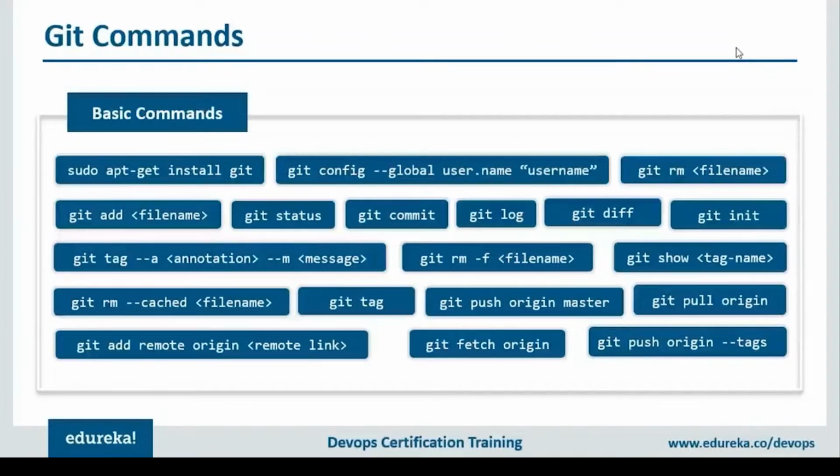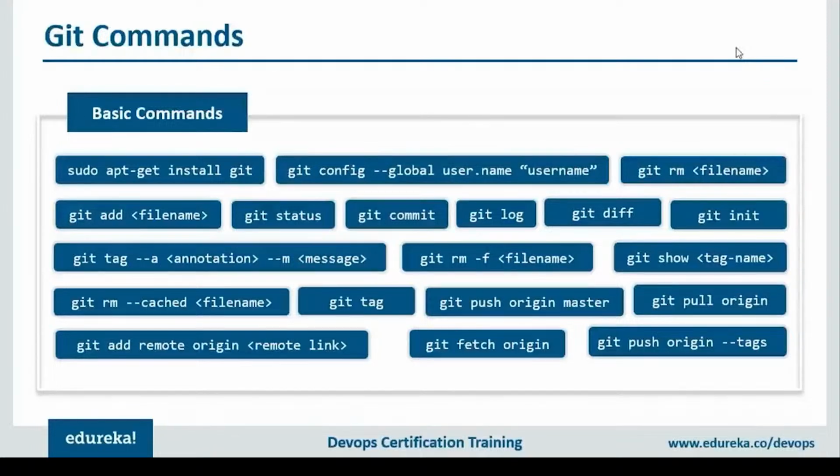The sudo apt-get install git command is basically used to install Git. Then you can configure your username and email for the GitHub account. Then git rm file name is to remove a file. Git add file name is to add a file. Git status is, as I mentioned before, to find out how many commits are done and if there are any commits left. Git commit is to commit with a message. Git log is to know how many commits are done. Git diff is to understand the difference between the local repository's files and what changes have been made.